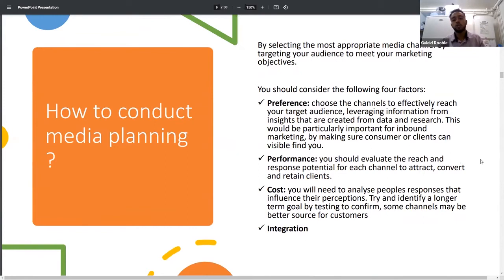So how to conduct media planning is by selecting the most appropriate media channel. By now, hopefully, you would have determined what media channels you want to be on and how often. You should also consider many other factors, such as the preferences of your audiences: choosing the channels they are engaging with the most. By integrating those channels, you have a greater way of communicating.